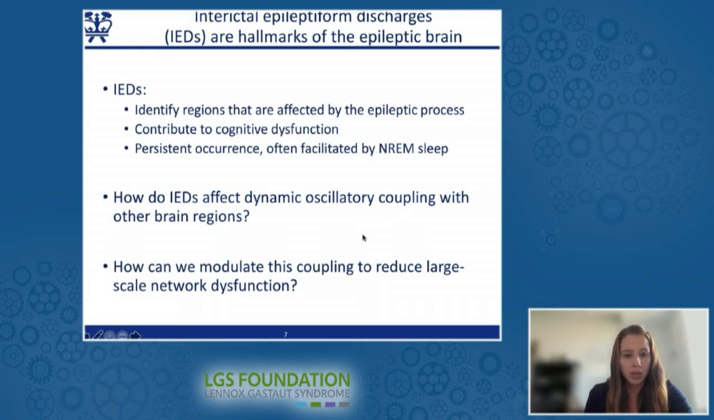And although the rate of IEDs can fluctuate, they're often persistent in these patients and they're frequent. And so what we hypothesized was that IEDs themselves could play a role in shaping neural network interactions that govern epilepsy progression and also potentially cognitive dysfunction.